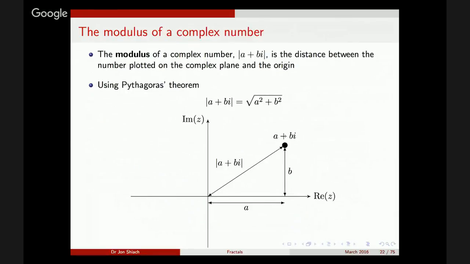And finally, what we need to draw the Mandelbrot set is the idea of a modulus of a complex number. The modulus of a complex number is simply the distance from the origin of the complex plane to where that number is plotted. If you've got a plus bi, essentially all we do is use Pythagoras. So the modulus of the complex number a plus bi is simply the square root of the real part squared plus the imaginary part squared. So bear that in mind: we've got complex numbers, and the modulus is simply the distance from the origin.